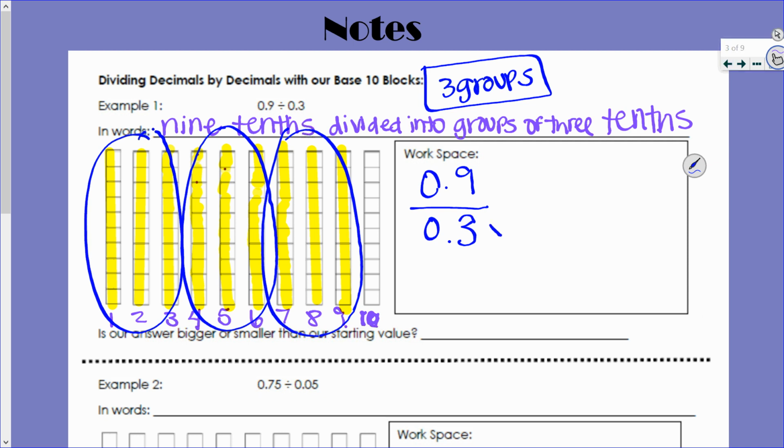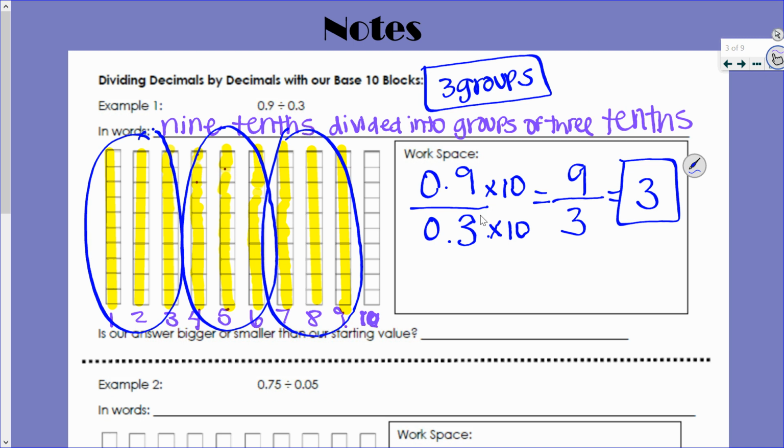I'm going to multiply by 10. I did it right. Now, because I multiplied my denominator by 10, I have to multiply my numerator by 10 as well. So now, when I multiply by 10, I'm moving my decimal point one time. My problem becomes 9 divided by 3. And 9 divided by 3 just is 3. Okay. This makes life so much easier.